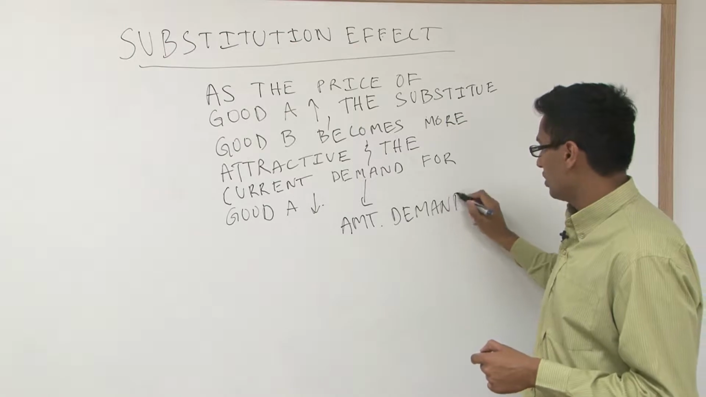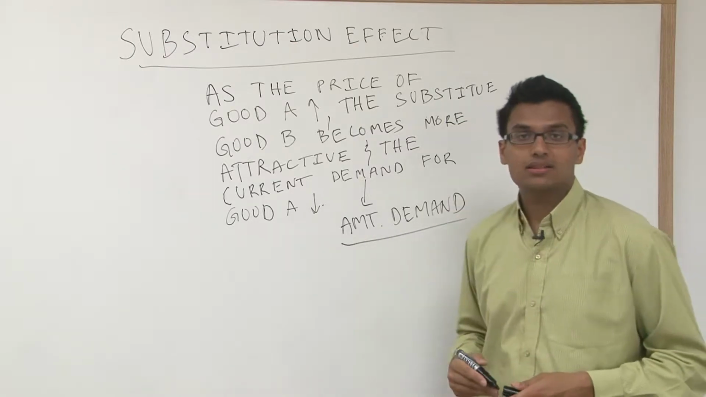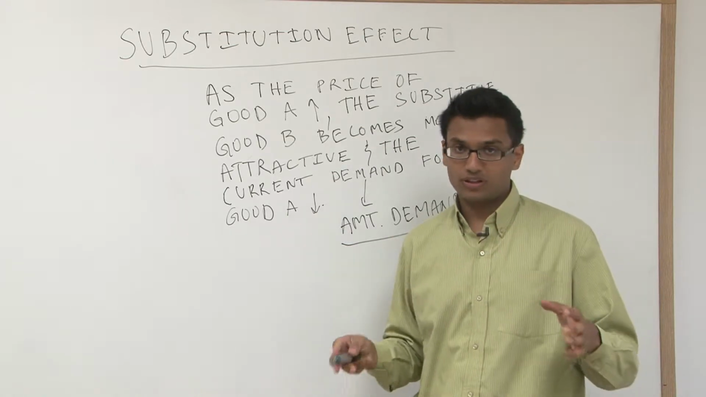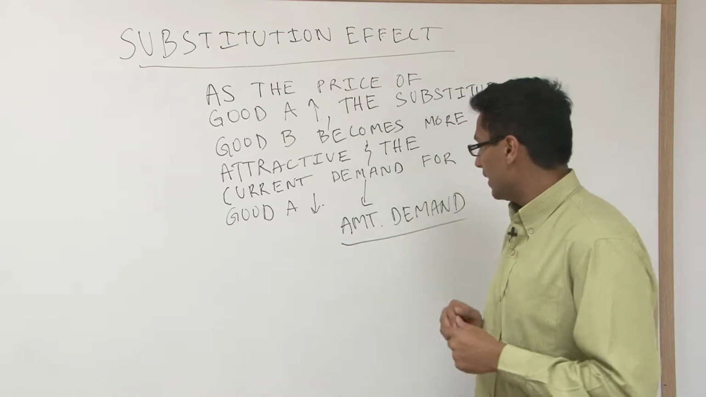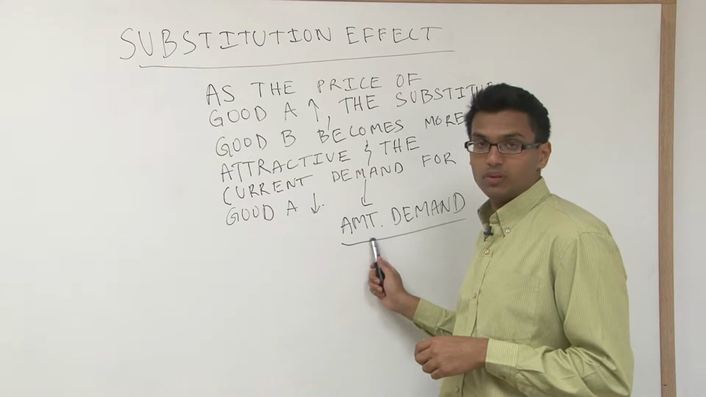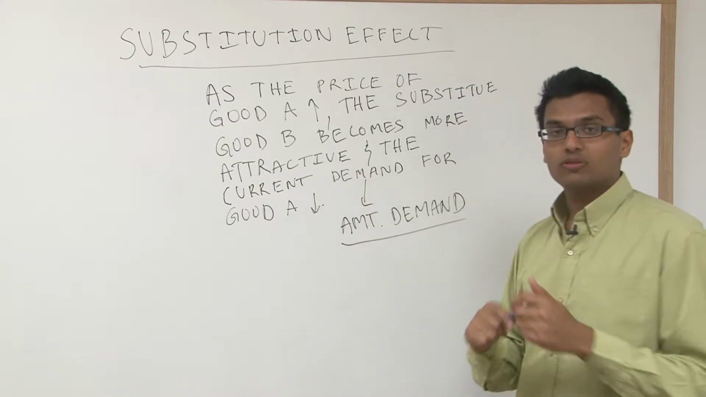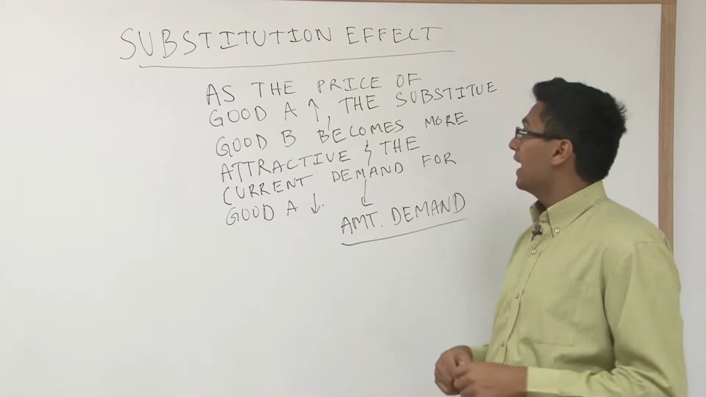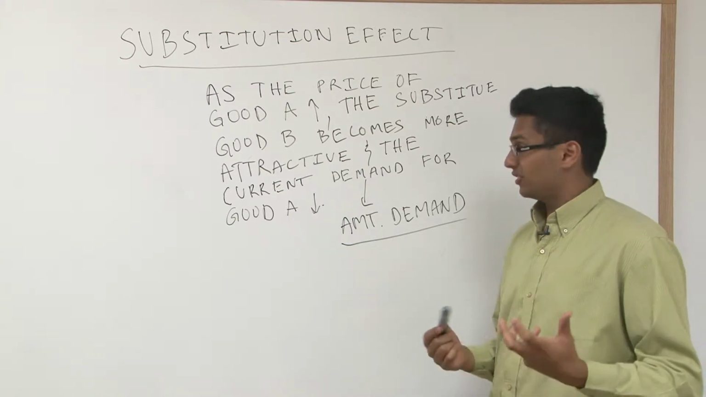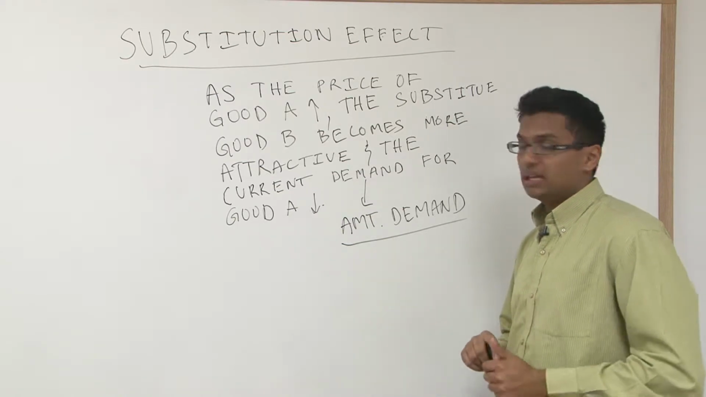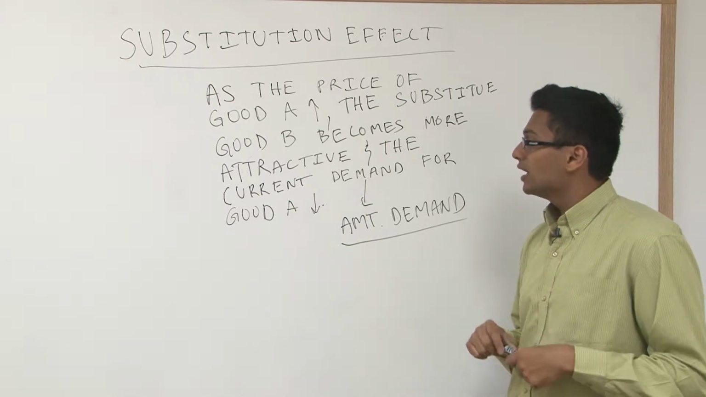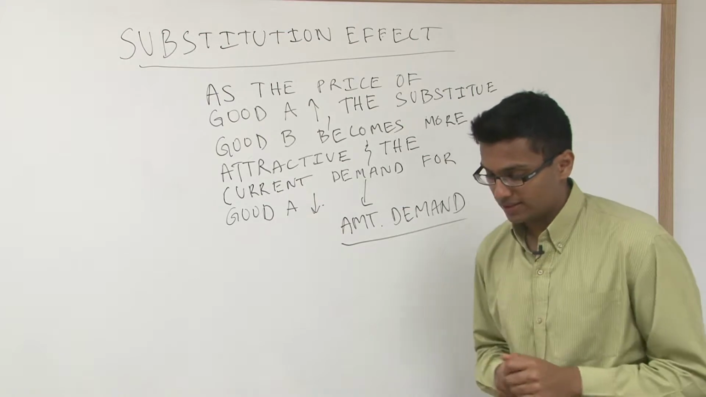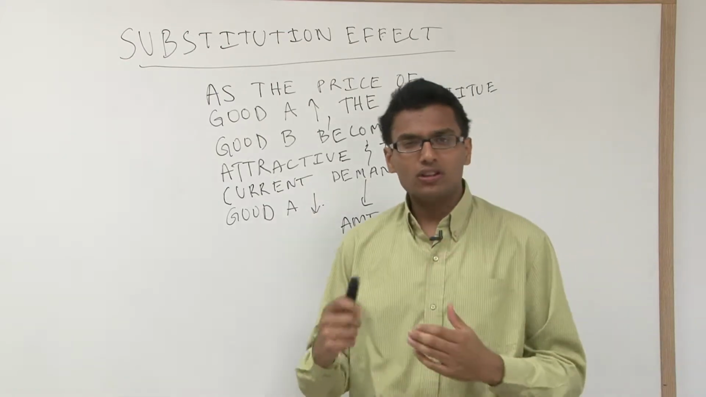I want to be clear because in one of the classes when we first started with microeconomics, I told you guys the difference between amount demanded and demand. So when I refer to this, it's actually amount demanded. So I'm going to read this one more time. It says substitution effect basically states that as the price of a good A increases, the substitute good B becomes more attractive to the consumer, and the current amount demanded for the good A decreases. All right. So why does this happen? It's fairly intuitive, right?